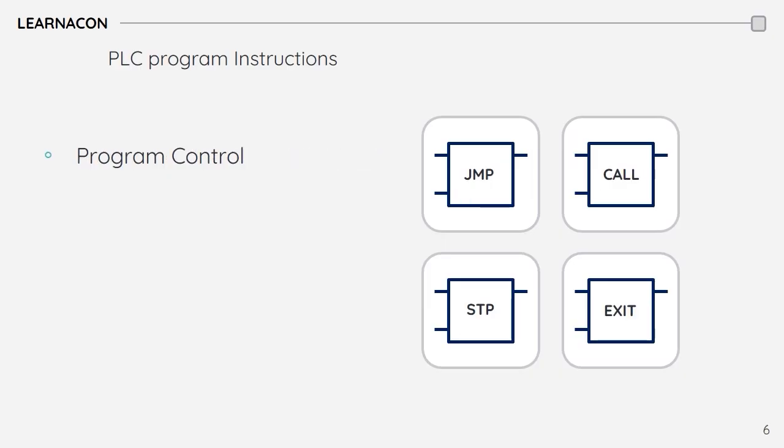Program control instruction group includes commands such as conditional jump to a label, calling a subroutine or function block, break and exit from a piece of code based on a condition, and stop the controller. Some of these are advanced instructions and have to be used carefully only by experienced programmers.